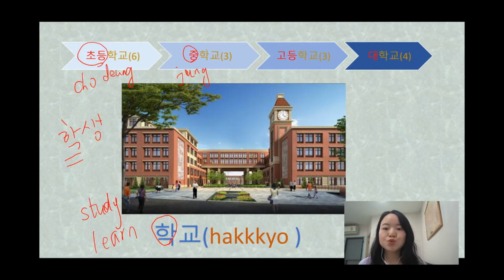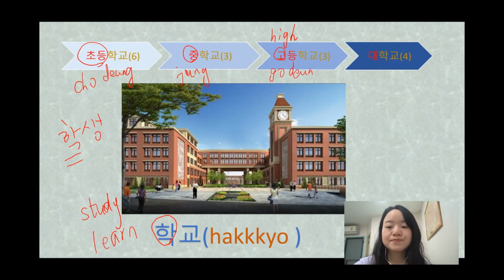Okay, the second one, 중학교. 중 means middle. 중학교. Then high school. 고 means high. So the third one, high school, it's 고등학교. The last one, 대. 대 actually it means big, cause you are grown up. You go to university. 대 big. It's 대학교.